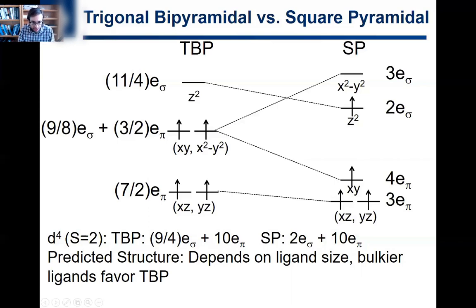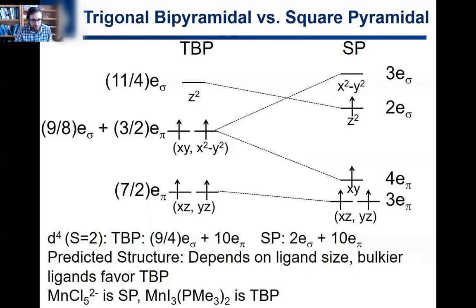It's not going to depend at all upon the pi donor or pi accepting ability of the ligand, because look, those are the same, right? It's 10 e pi for both geometries, so that's not going to make a difference. But we know that bigger ligands would favor TBP, because steric clashes would give rise to less effective overlap. And so then you're always going to favor the sort of VSEPR structure.